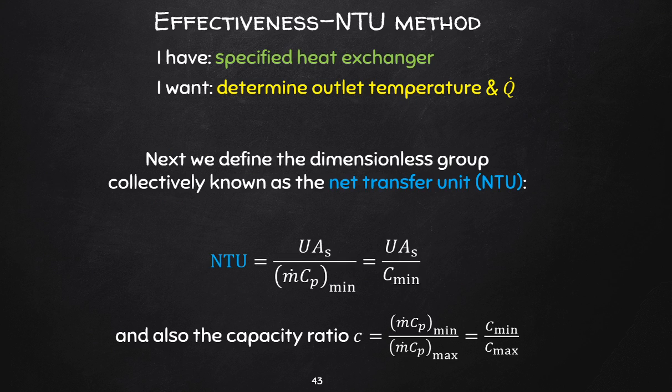Next, we also define what is known as a dimensionless group. Again, another dimensionless group, and this one is called a net transfer unit, okay, which is a ratio of the overall heat transfer coefficient multiplied by the area over the minimum m Cp term, which we have defined before. A capacity ratio is then also defined as shown. We have used this sort of ratio before, apart from the mass flow rate. It's similar to the K, the specific mass ratio. Okay, so similar but not the same.